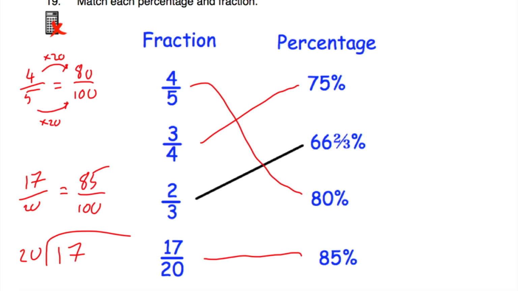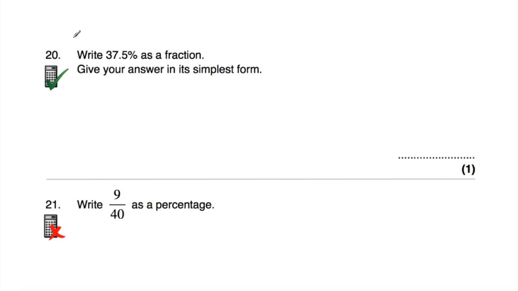Okay, let's look at our next question, question number 20. Okay, so question number 20 says to write 37.5% as a fraction and to give our answer in its simplest form. So we want to write 37.5% as a fraction in its simplest form. It's a calculator question, so that's quite nice. Now, in terms of writing a percentage as a fraction, I would just type into my calculator 37.5 over 100.